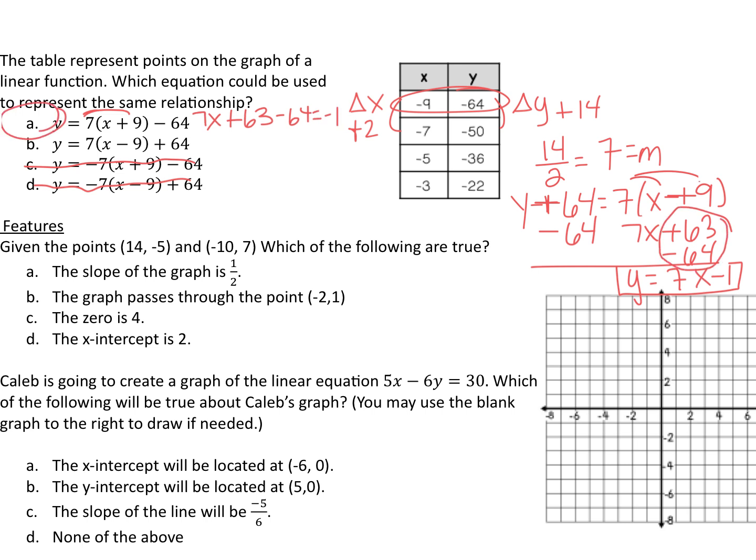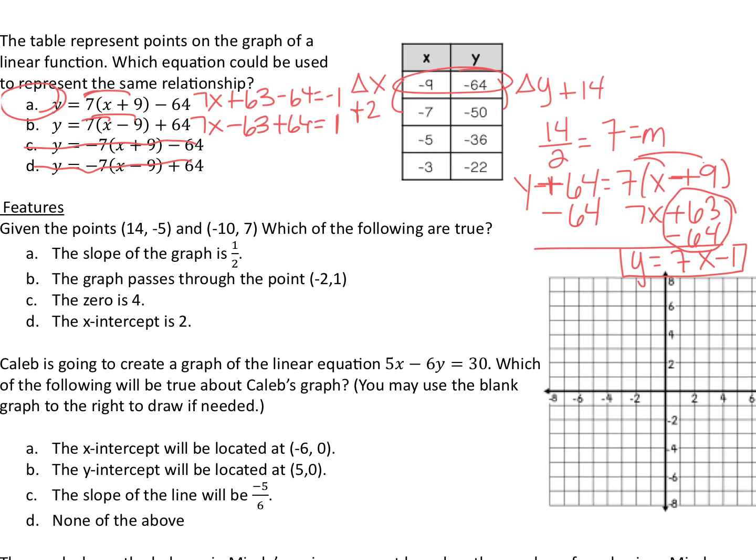So my answer will be A, because on this bottom one, when I distribute, I do get my 7x, but then I get minus 63 plus 64, which is a positive 1, and we wanted a negative 1.